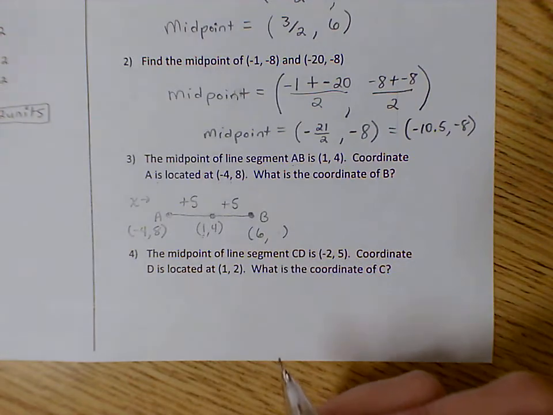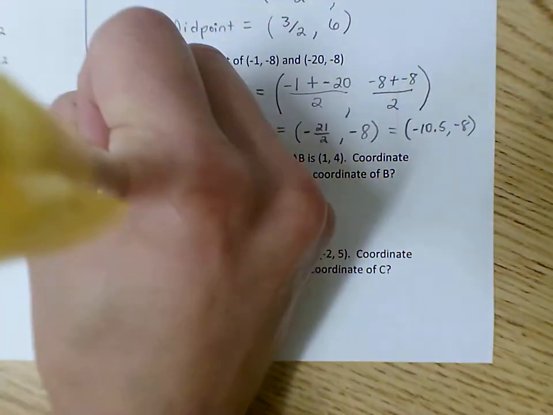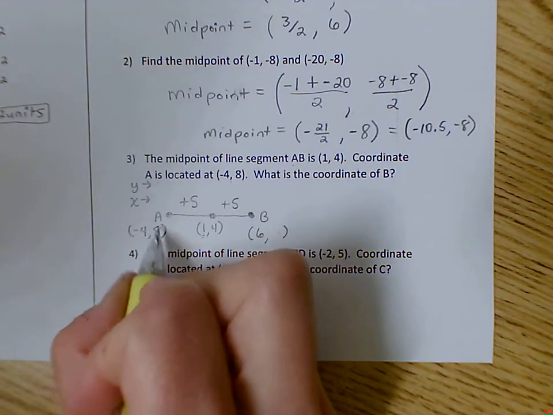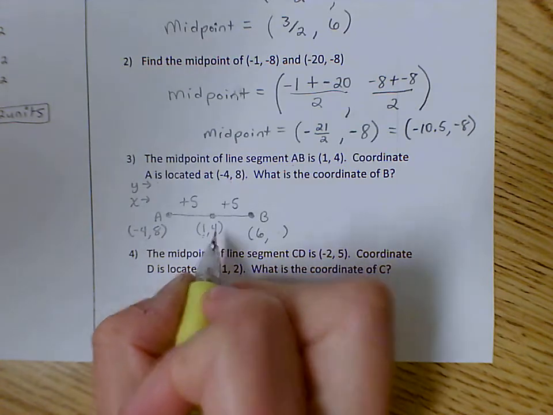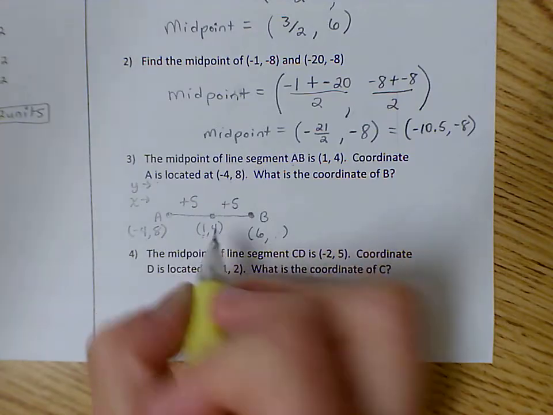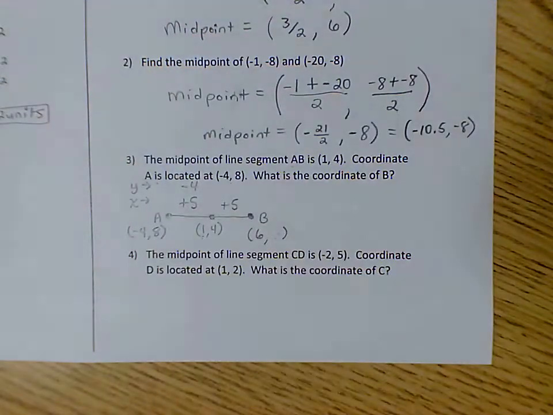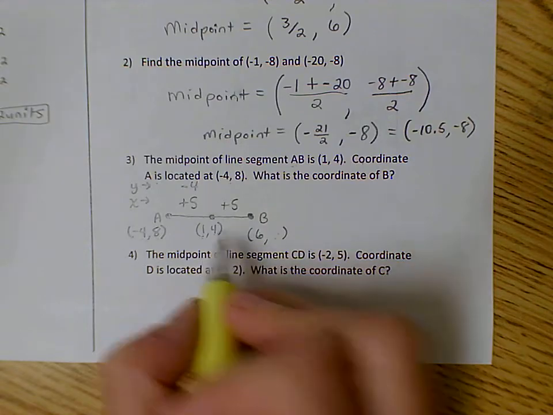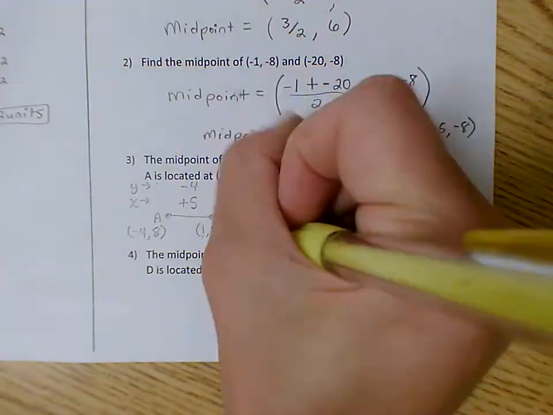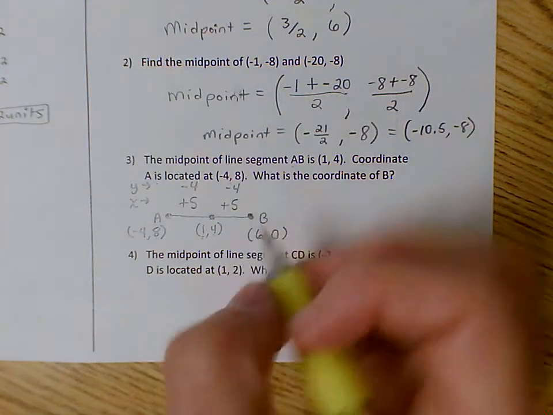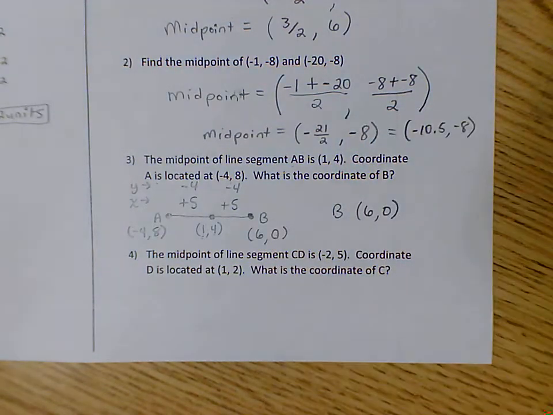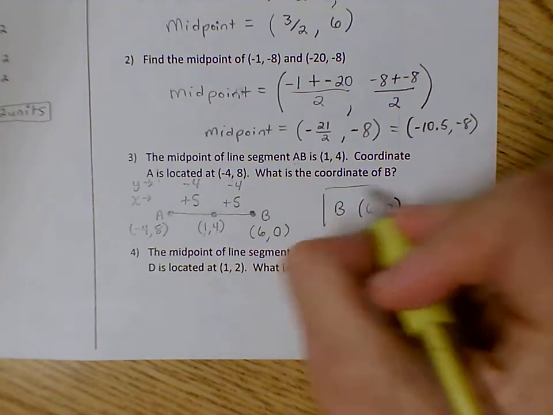Now you're going to do the same thing, but now you're going to look at the y values. So I'm going to make another little thing for my y values. Well, what am I doing to go from 8 to 4? Because that's going to be the same thing I do to go from 4 to that one. So to go from 8 to 4, I actually have to subtract 4. And so to go from this to there, I have to subtract 4 again. So 4 minus 4 is 0. And so there we go. So B would be at 6, 0. And again, you could graph it if you needed to check your answer. But that's how those work.